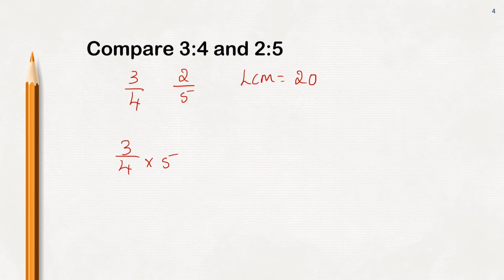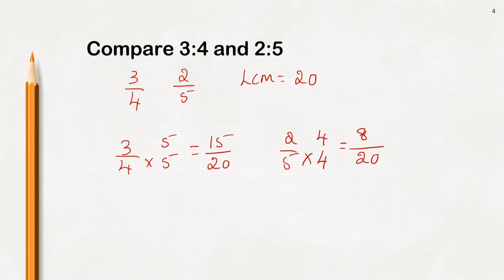Similarly we should also multiply with the same number to 3. So 3 5 times is 15 and 4 5 times is 20. For 2 by 5, 5 what times is 20? 5 4 times is 20. Similarly, we'll multiply for 2 also with 4. So 2 4 times is 8 and 5 4 times is 20. Now we got the fractions as 15 by 20 and 8 by 20, which is in like fraction.